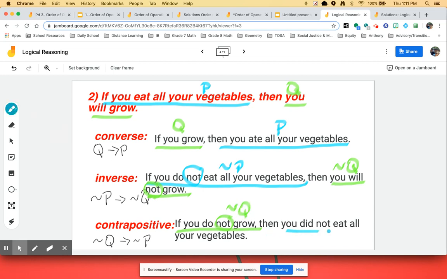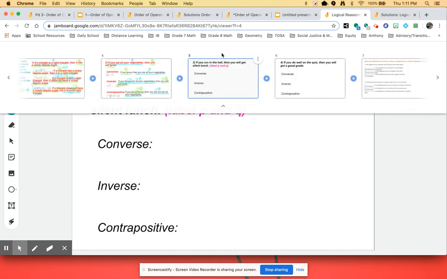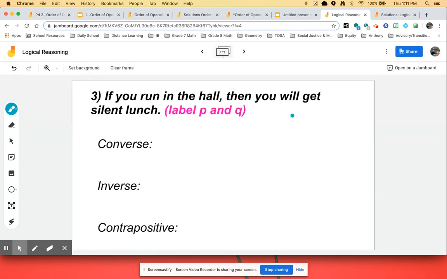Then you did not eat all your vegetables. That was our not P. Go on to slide 5, and I want you to try this one. So you're going to label the P and the Q on here. Try that one. And then we will check it all together.